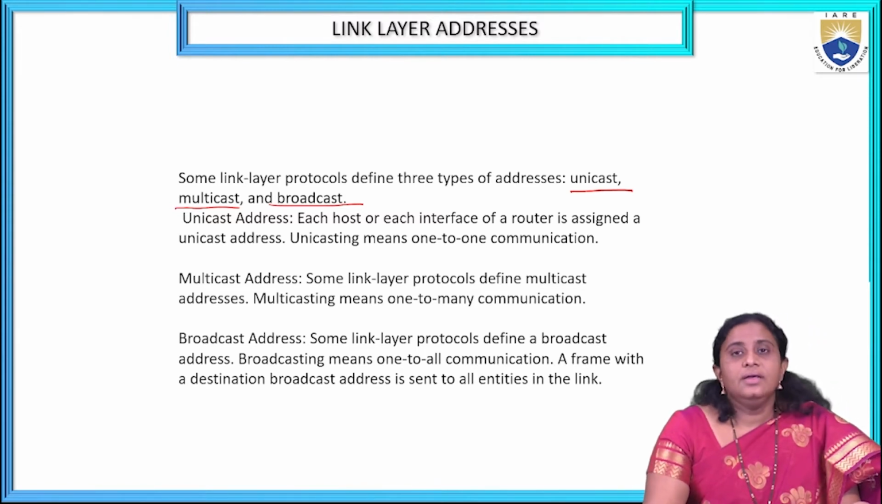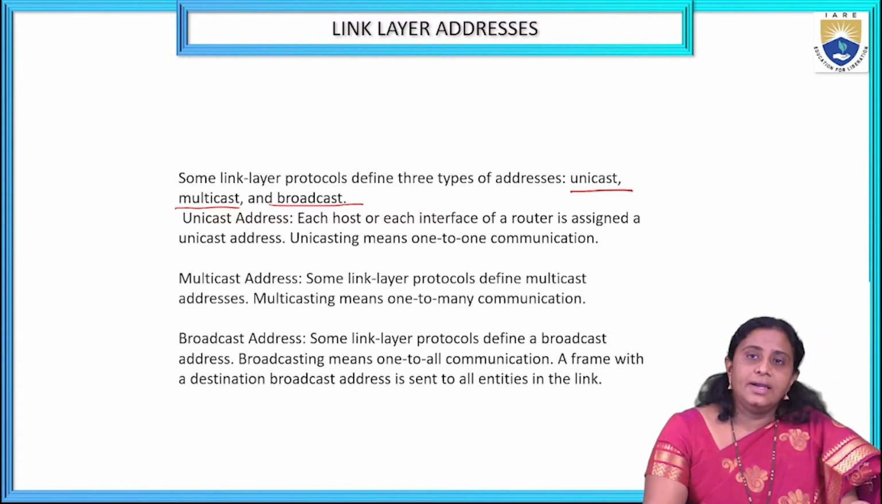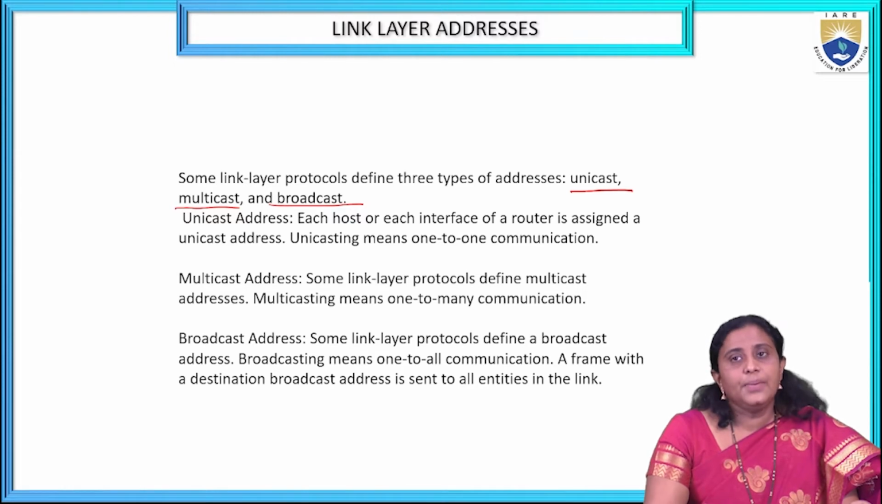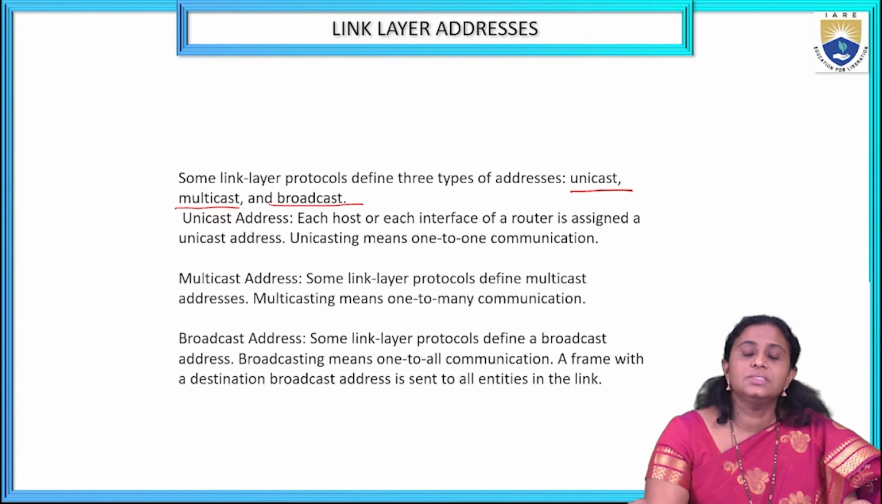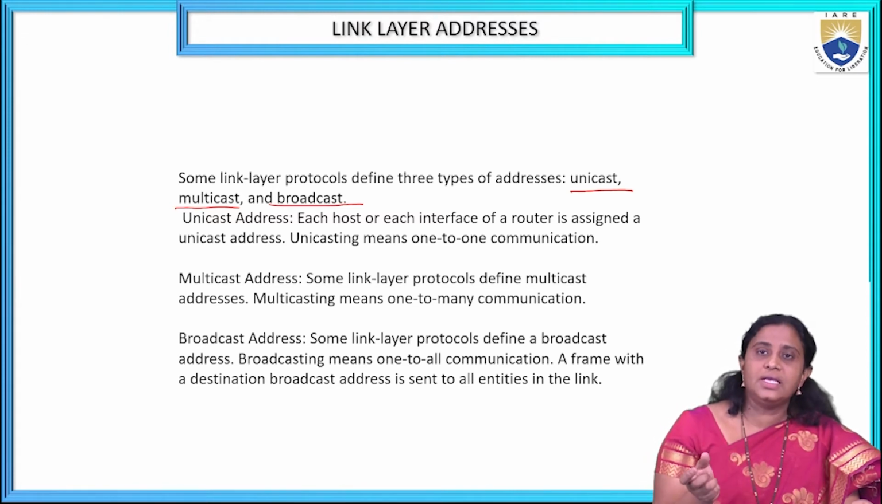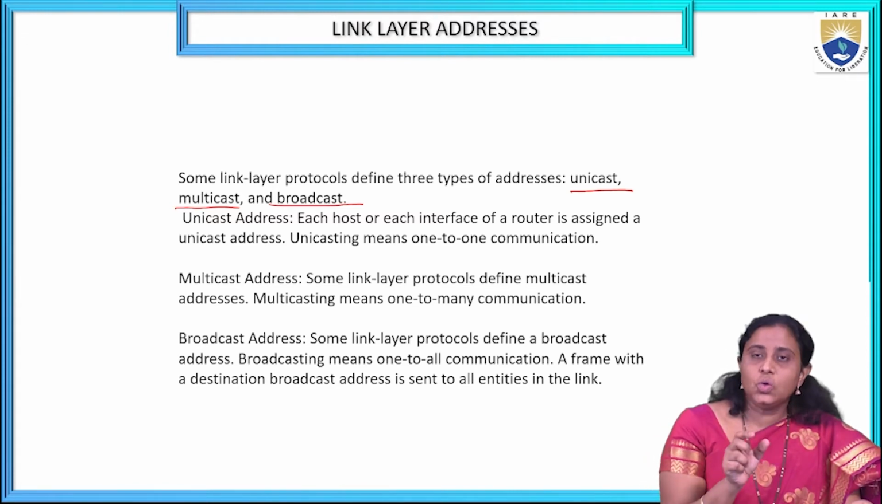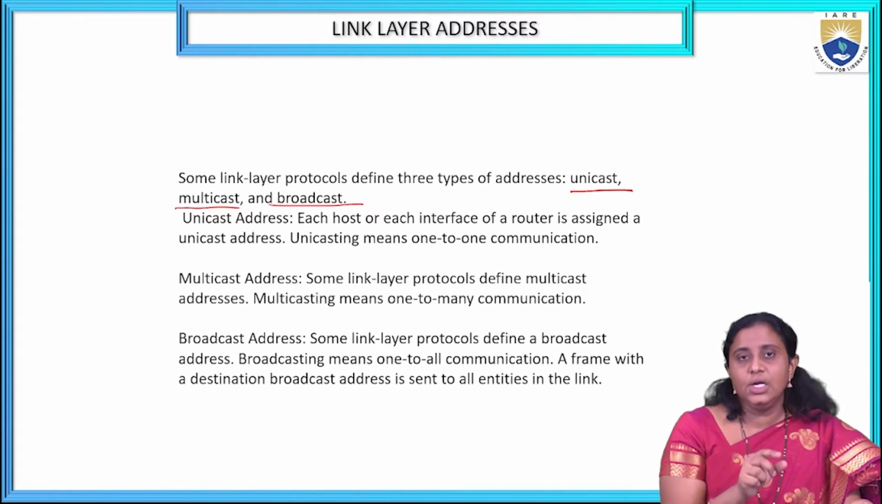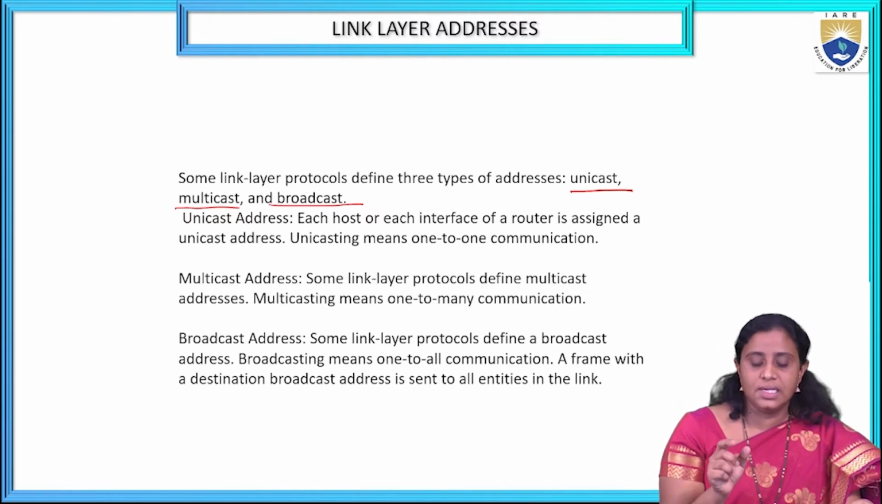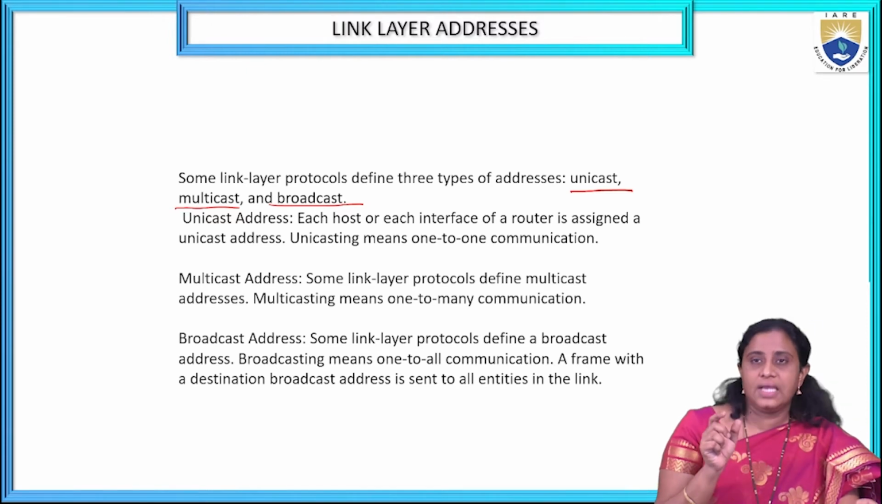The second one is the multicast address. Some link layer protocols define multicast addresses. Multicasting means one-to-many communication. That means from one source to many destinations, the data packets or datagrams are passed. That is the meaning of multicast addresses.